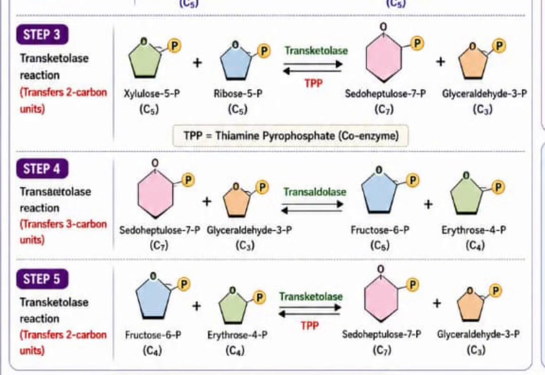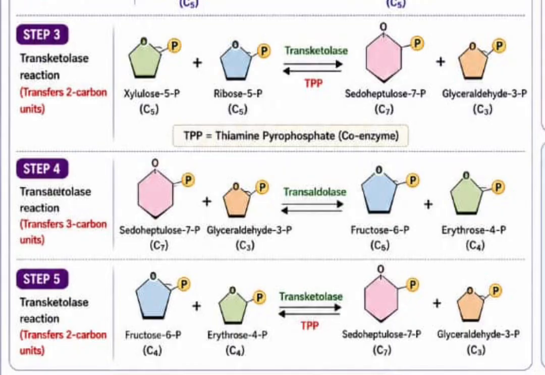The last one we are doing is also a transketolase reaction. So we have a transketolase reaction, a transaldolase reaction, and a transketolase reaction. In this transketolase reaction, what is happening now? We are combining fructose 6-phosphate plus erythrose 4-phosphate. Now are you getting it? So if we combine them again, we still get sedoheptulose 7-phosphate and glyceraldehyde 3-phosphate. Are you getting now?